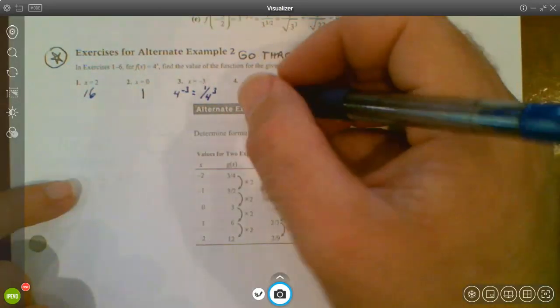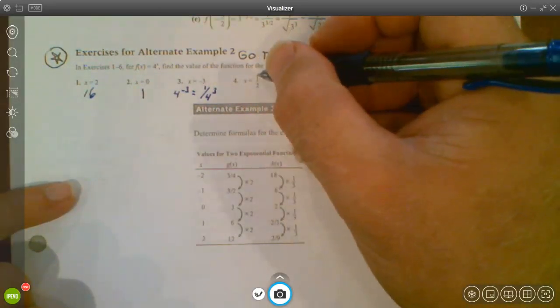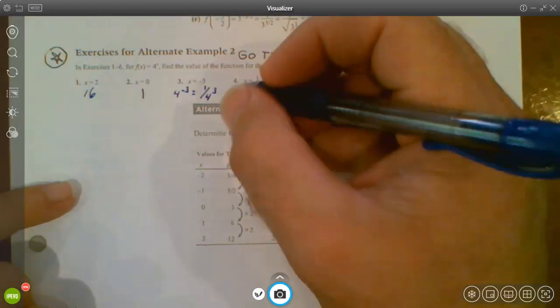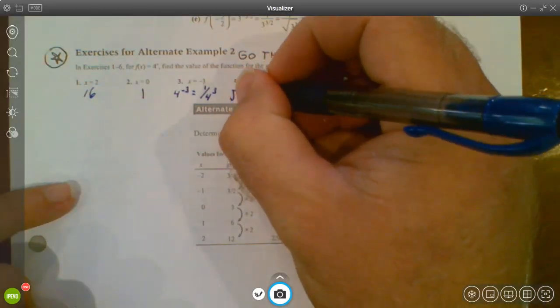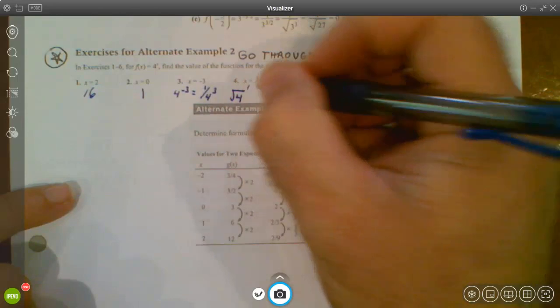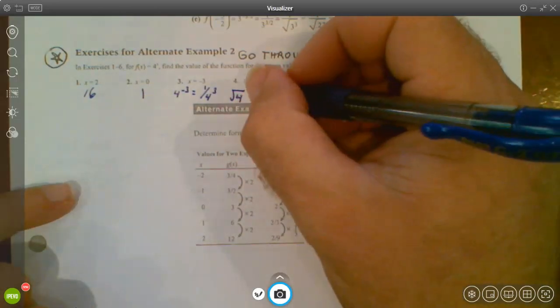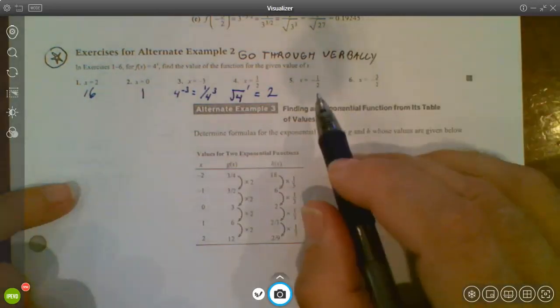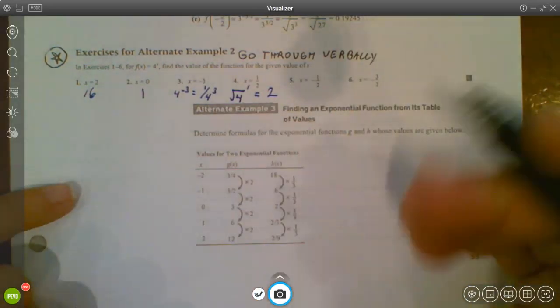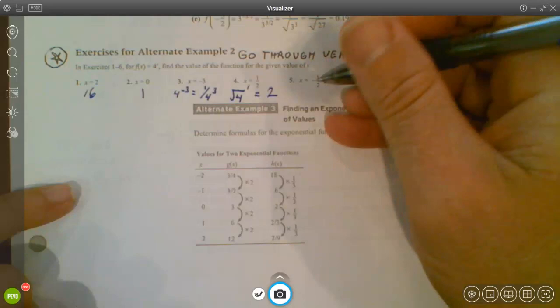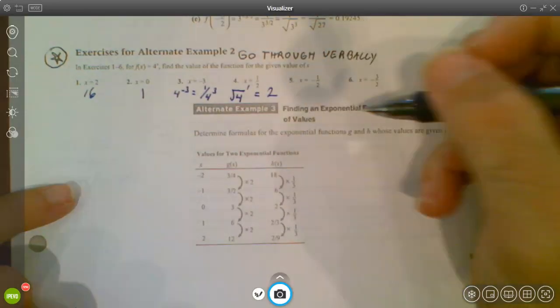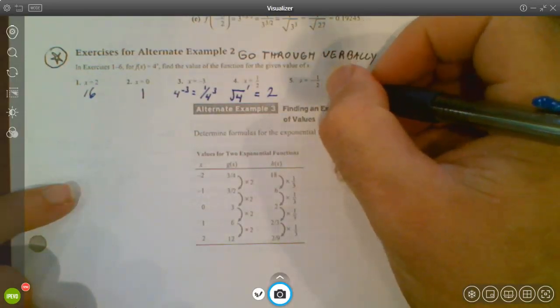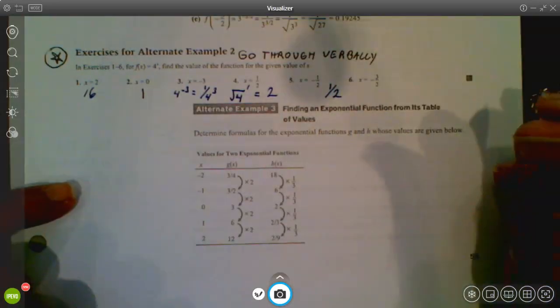If we did a 1/2 power, remember the top number is your exponent, the bottom number is your root. So this is like saying the square root of 4 to the first power, which is just 2. If we did a negative 1/2 power, it's the exact same thing, except that it causes our base to flip. So instead of it just being 2, it would be 1 over 2 for the answer.